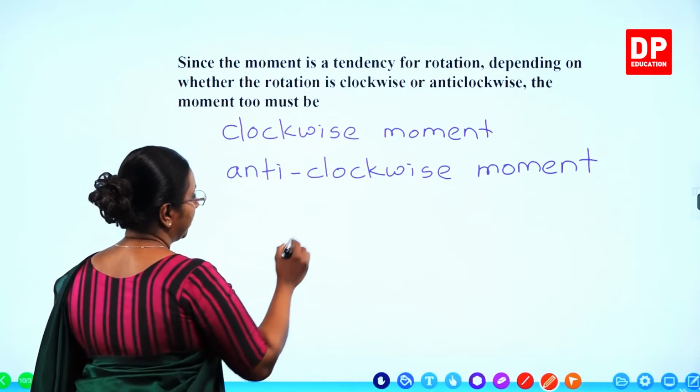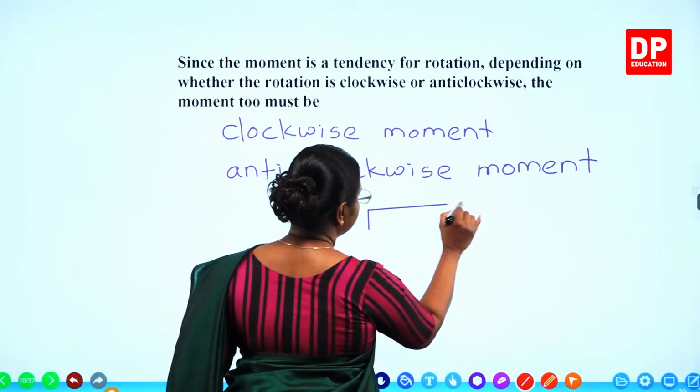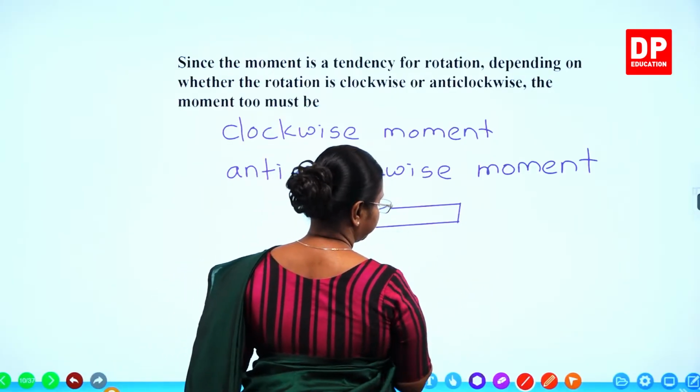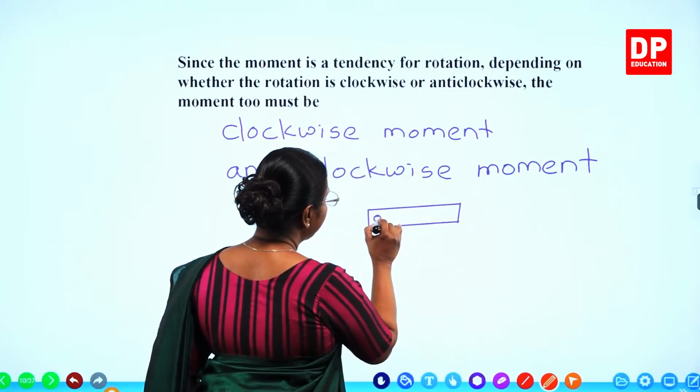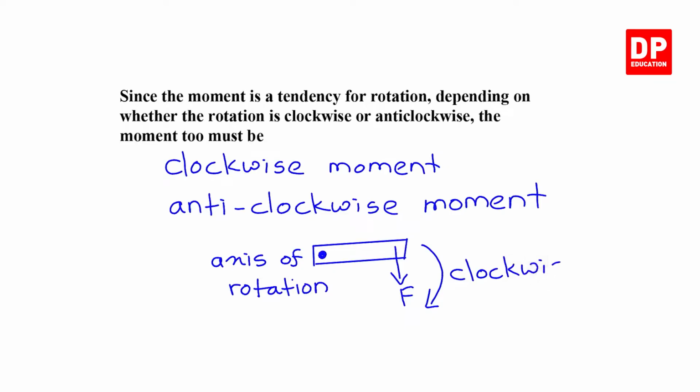So let's say, as I told you all before, we have a particular strip of wood like this, and if this part is fixed, so this side is the axis of rotation, we hang a weight or we apply a force from this point. So you know the plank is going to move in this direction, and that will be the clockwise moment.